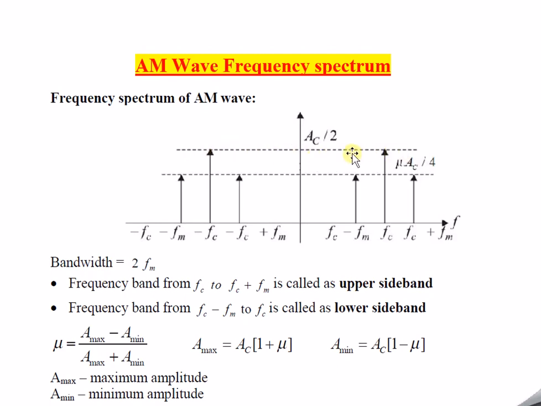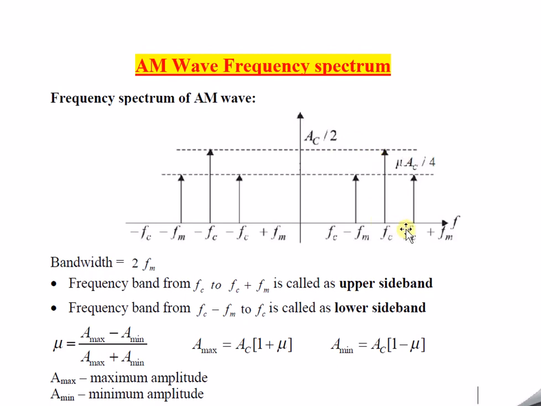What is this AC? Amplitude of carrier signal. So if the amplitude of carrier signal is 2 volts, then definitely it will be 1 finally. The maximum amplitude of the carrier signal is nothing but this one, AC by 2. So you can substitute the value of AC, amplitude of carrier signal, and you can definitely get the maximum amplitude that FC can take.